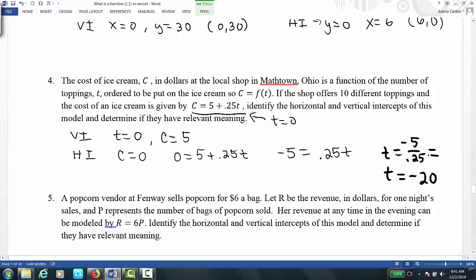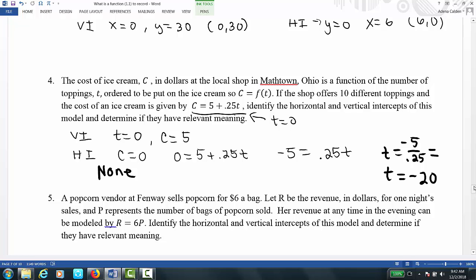So what that says to me, in terms of this context, is if I order negative 20 toppings, then the cost will be $0. Well, that doesn't really make sense. You can't walk into a store and order negative 20 toppings. So even though this function has a horizontal intercept in terms of the function by itself, because of the context of what's happening here, we would say that there are no horizontal intercepts. Because here, there's an unwritten rule about the domain. The domain, given the context, is that t has to be greater than or equal to 0. Therefore, it doesn't make sense for us to have a spot where c equals 0, because in that case, t is going to be negative.